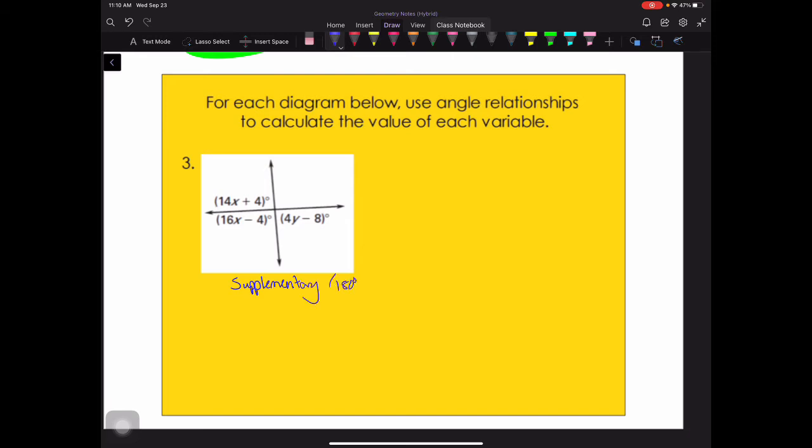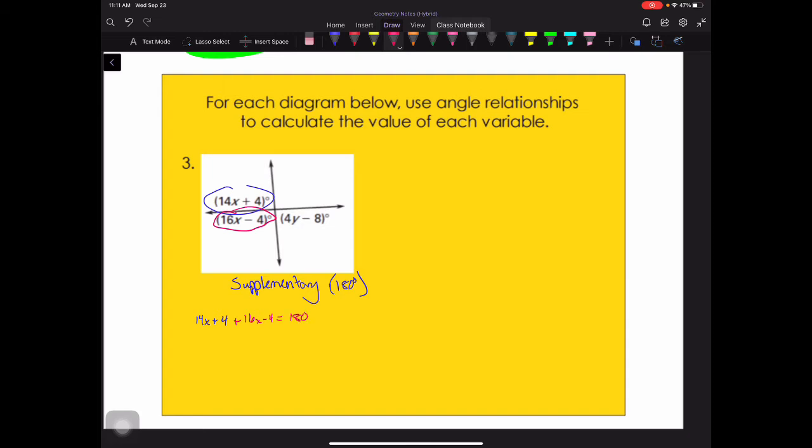Again, that means 180 degrees. You add them together, you get 180. So we're going to use that idea. We're going to take 14x plus 4 plus 16x minus 4, and together we'll get 180 degrees.